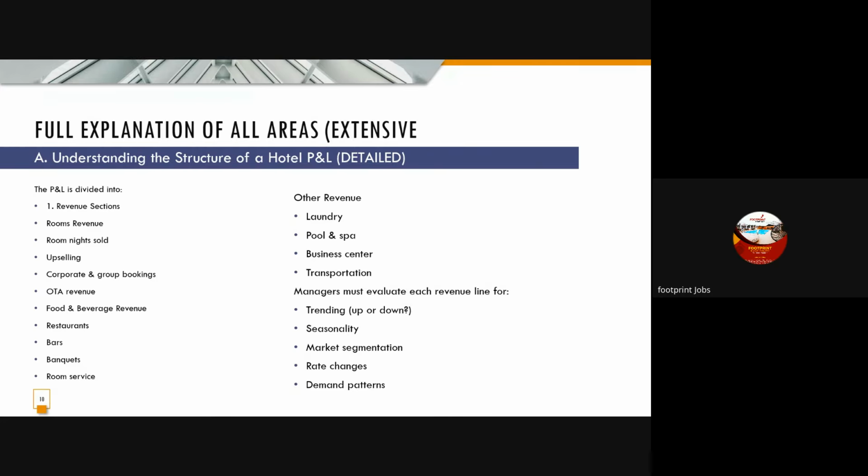Product needs either a markup or reduction in price. So when we talk about market segmentation, you are as a manager.